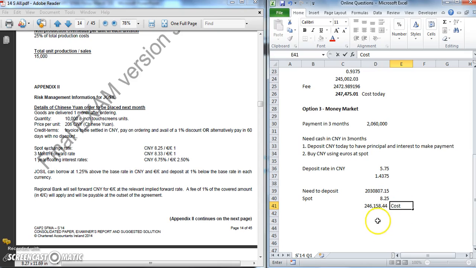Now typically when you would do a lot of these, you may also put in opportunity costs of having to forego that money for 3 months, but remember we're looking at the cost today, so that is the cost today if we buy it today, so we don't need to do any more work there. So now you have the 3 alternatives. That's your first part of the question done.